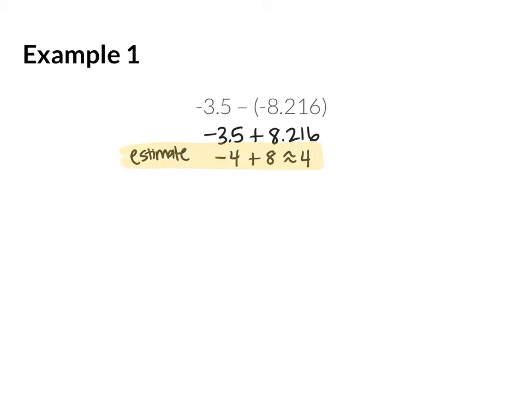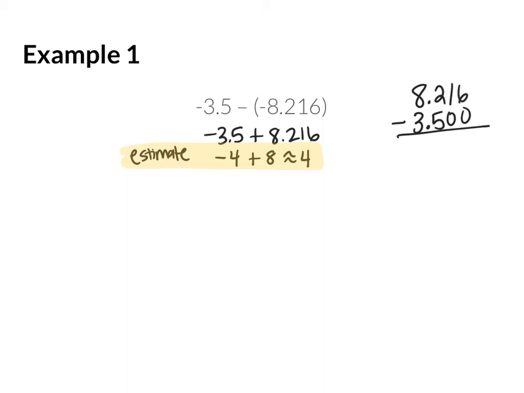I'm going to come over here to the side and take that 8.216, and I'm subtracting 3.5. Now, in the same way, with fractions, we needed a common denominator. With decimals, we need a common denominator as well, and we get that by lining the decimals up so that the thousandths are with the thousandths, the hundredths are with the hundredths, the tenths are with the tenths, and the ones are with the wholes, the ones.